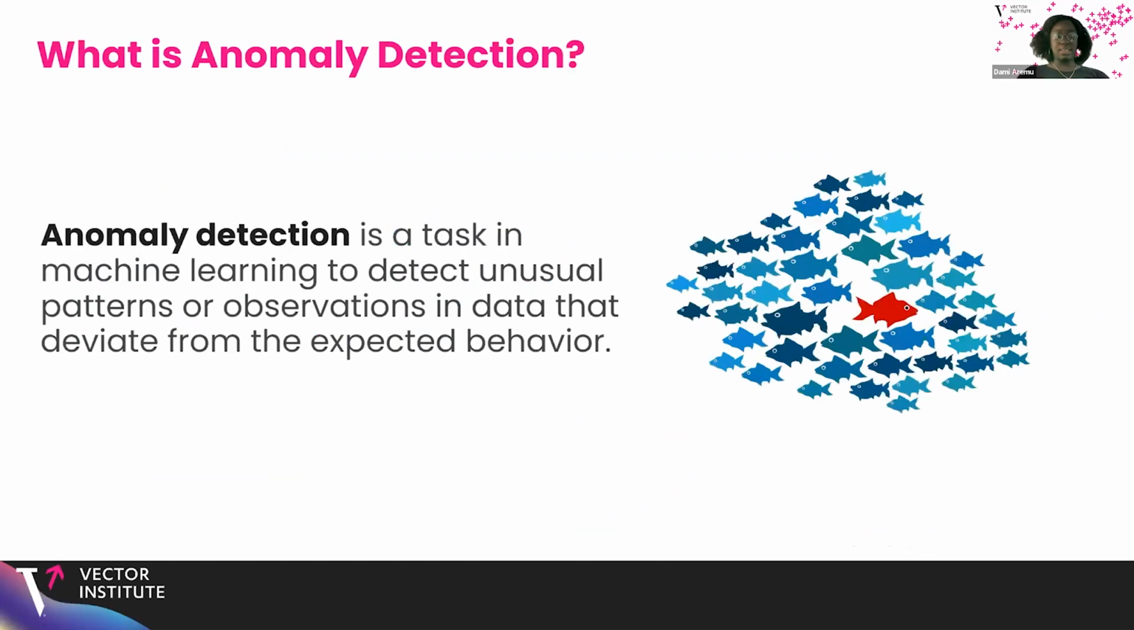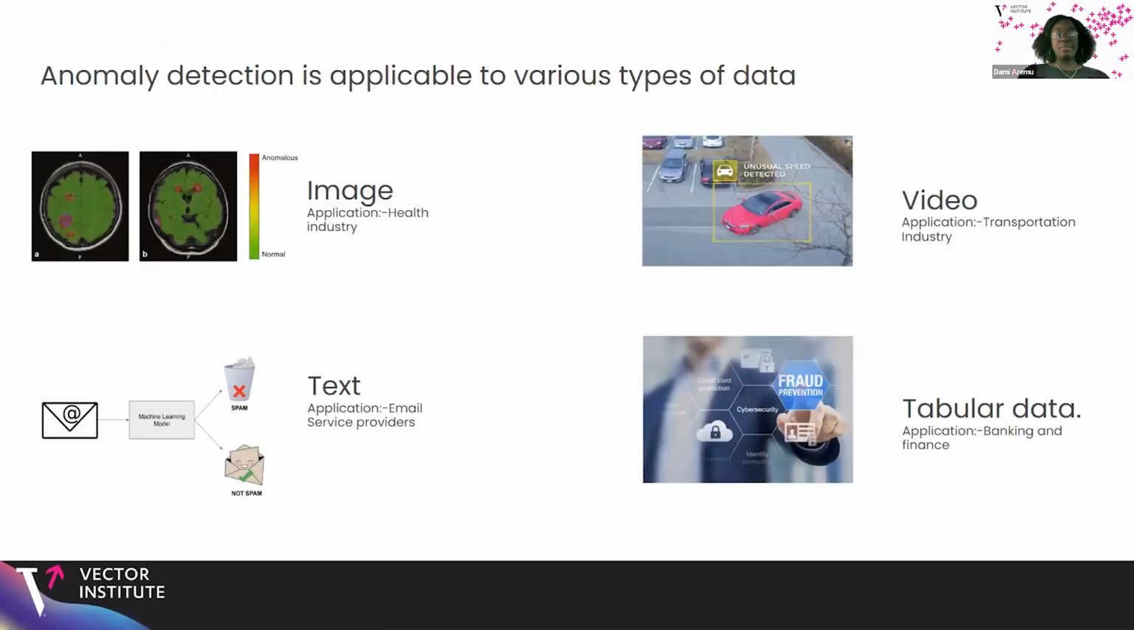So what exactly is anomaly detection? Anomaly detection is a task in machine learning that detects unusual patterns or observations in data that deviate from the expected behavior. So anomaly detection involves identifying samples that differ in some way from the training data by modeling the distribution of the training data during training and checking whether the new samples conform to the defined training during an inference.